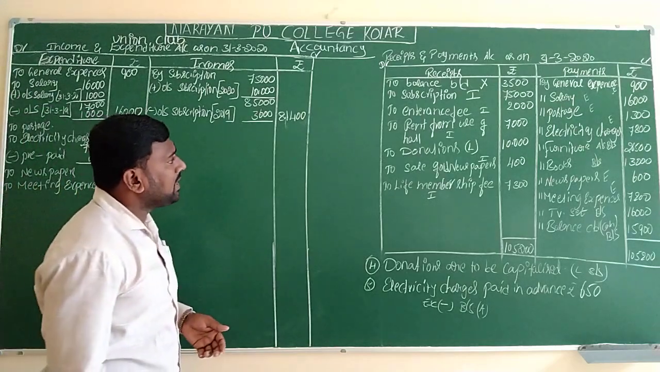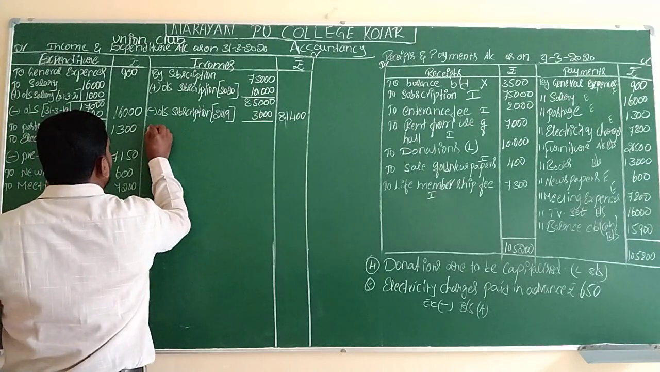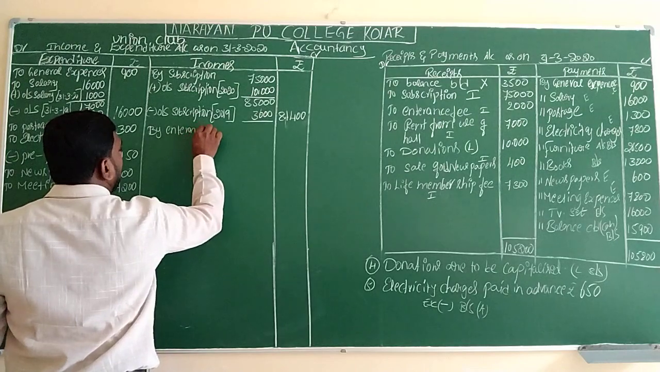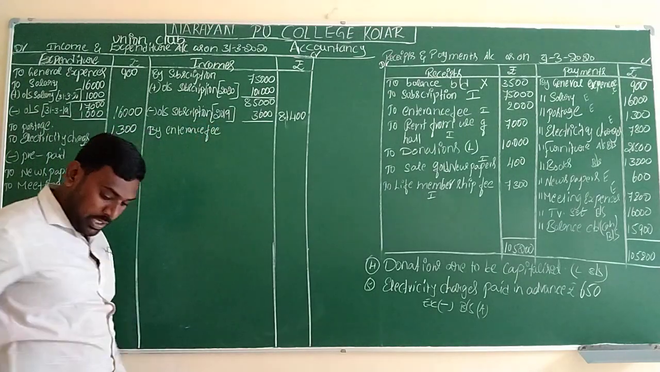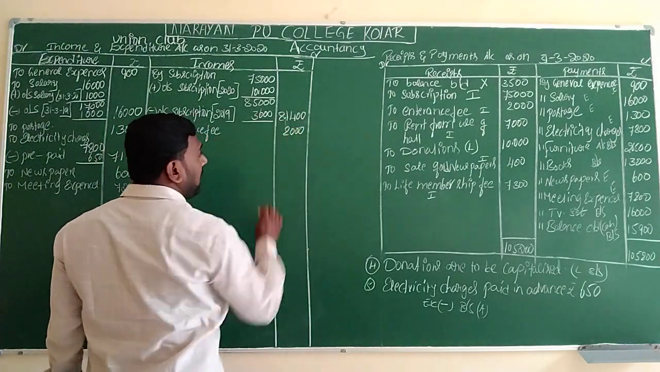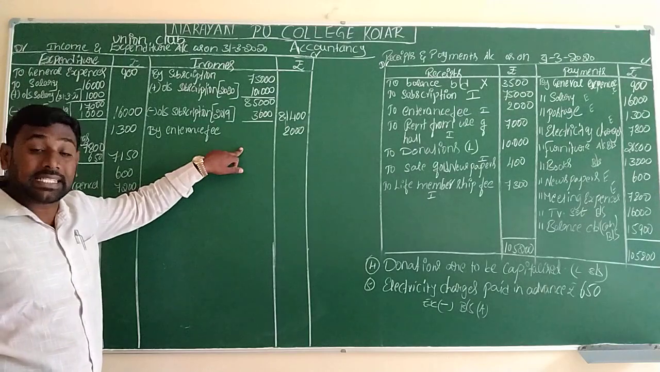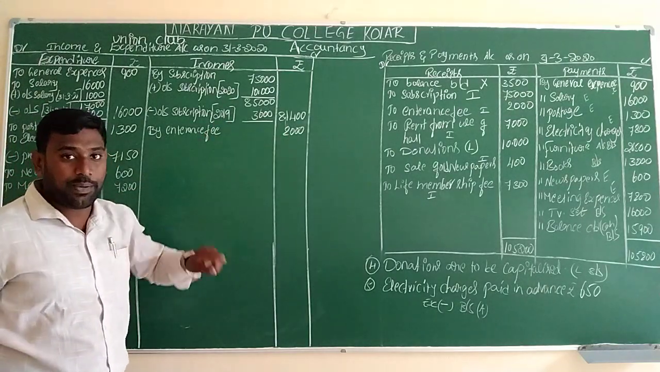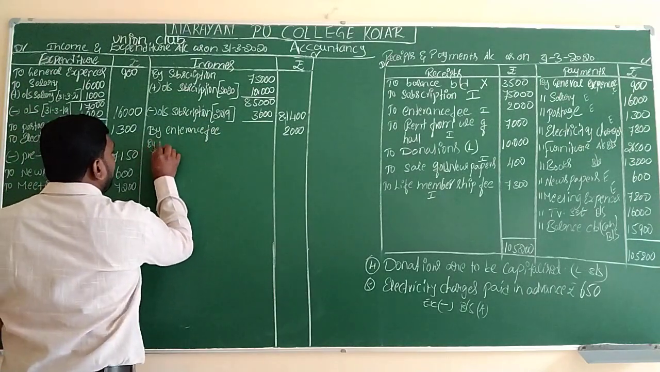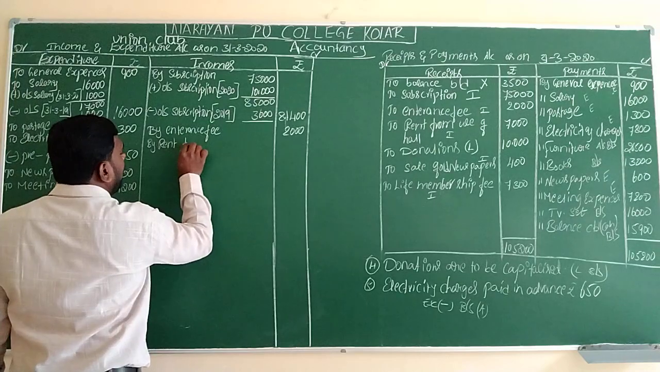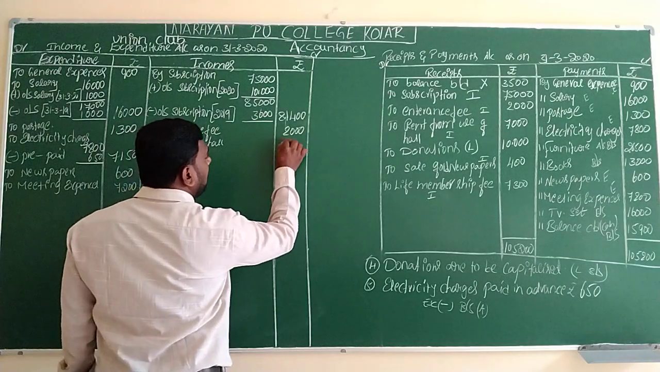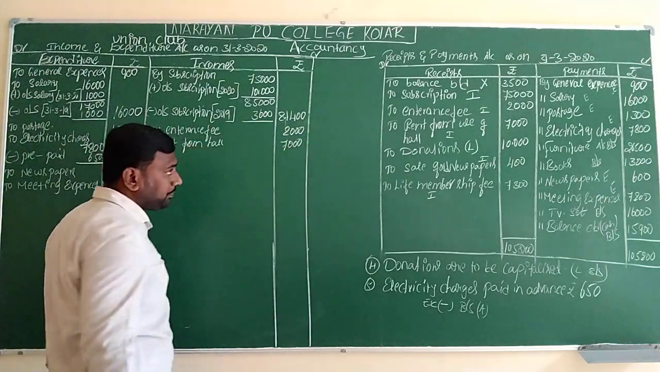After that, what are they given? Subscription is over. Next, entrance fees is there. We should write by entrance fees. So how much is the entrance fees? 2,000 rupees. It will be considered as an income because it is an already existing NPO. Newly means it is a liability. Existing means it is an income. Next, rent from hall. We have to get the income of 7,000 rupees.